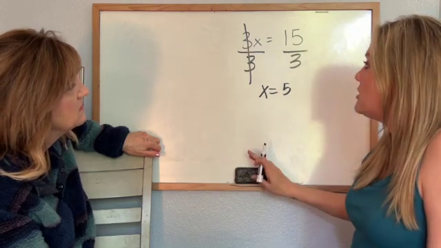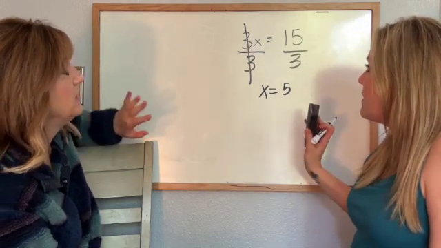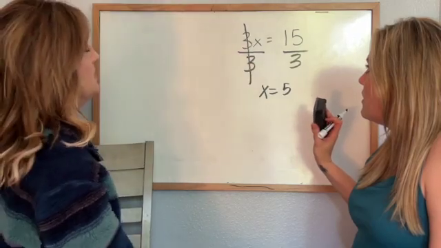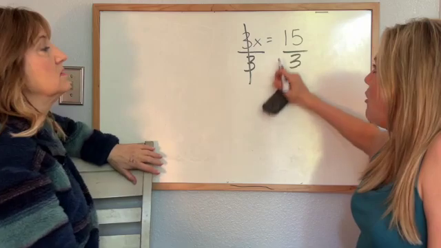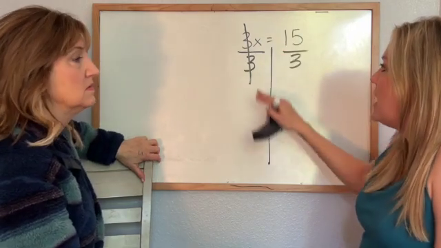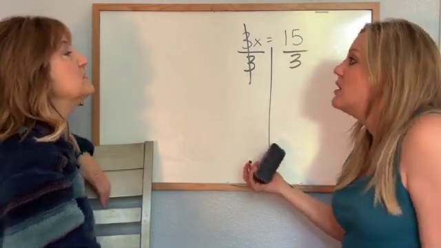Okay. So I remember hearing whatever you do on this side of the equal sign, you have to do on this side of the equal sign. Yeah, and a lot of people now, they draw a line on the equal sign, and then they make sure they do the same thing. Oh, that's a good idea.